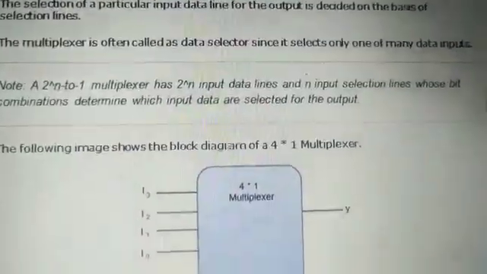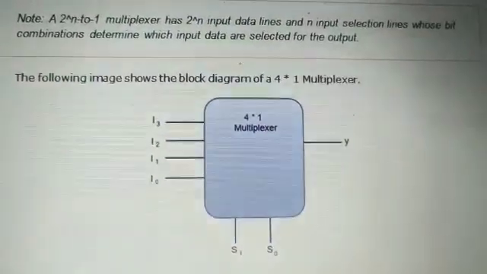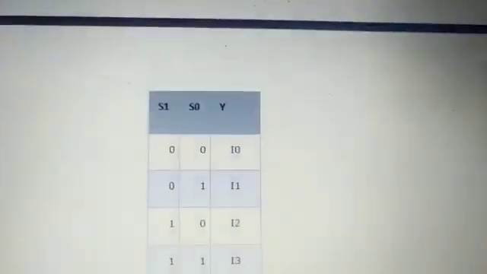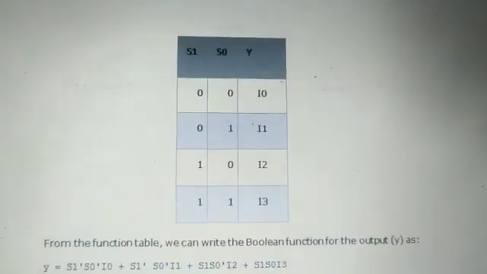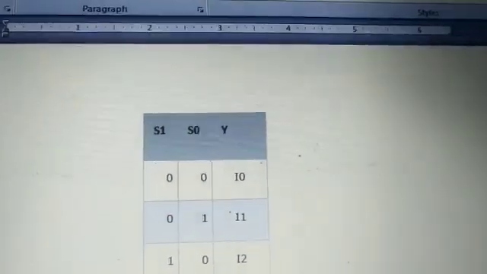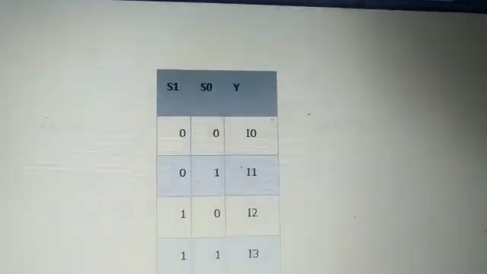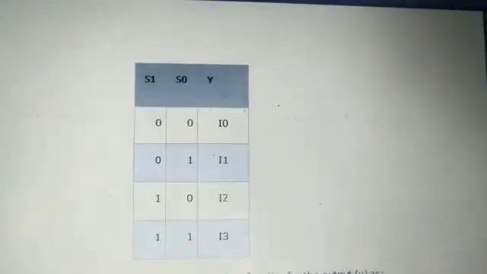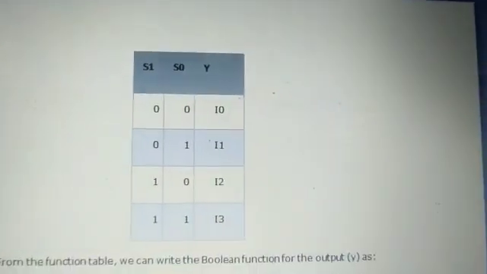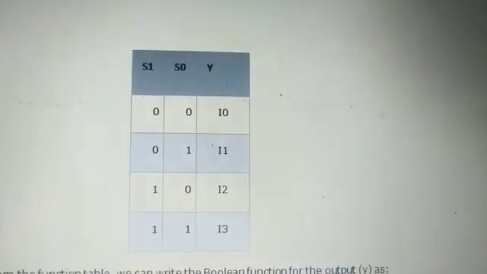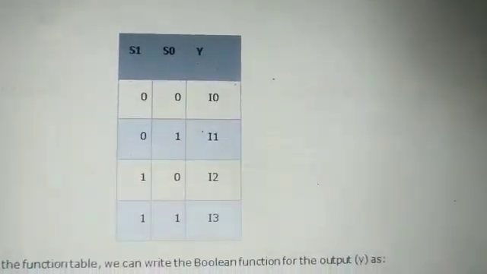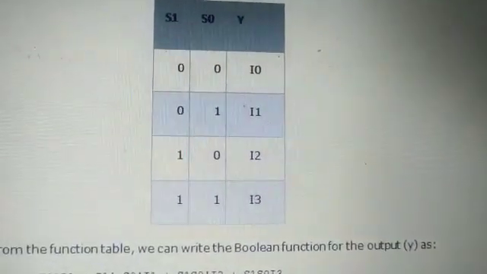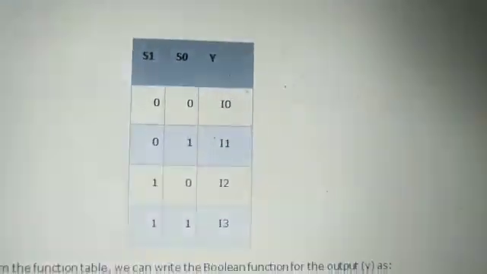Now, how can we design it, what are the phenomena and what are the functions of the 1 cross 4 multiplexer? Let's come to the truth table first. S0 and S1 are the select lines and Y is the output, because I have given 4 inputs over here. Depending upon the 4 inputs, one input will be selected depending upon the select line, and again it is transmitted to the output.